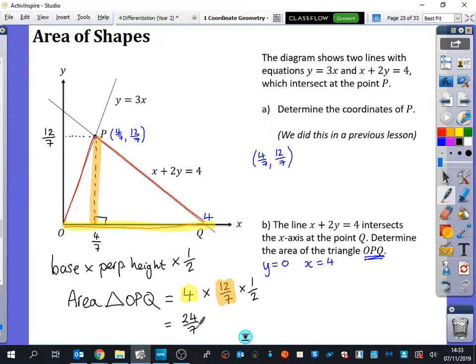The question says meters, so we're just going to write 7 squared. It could be centimeters squared, it could be millimeters. So we're just going to say it's 24 units.